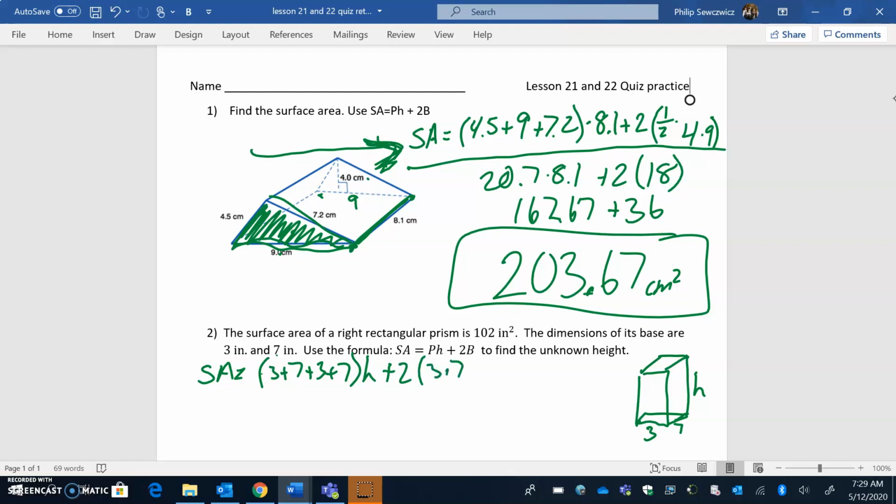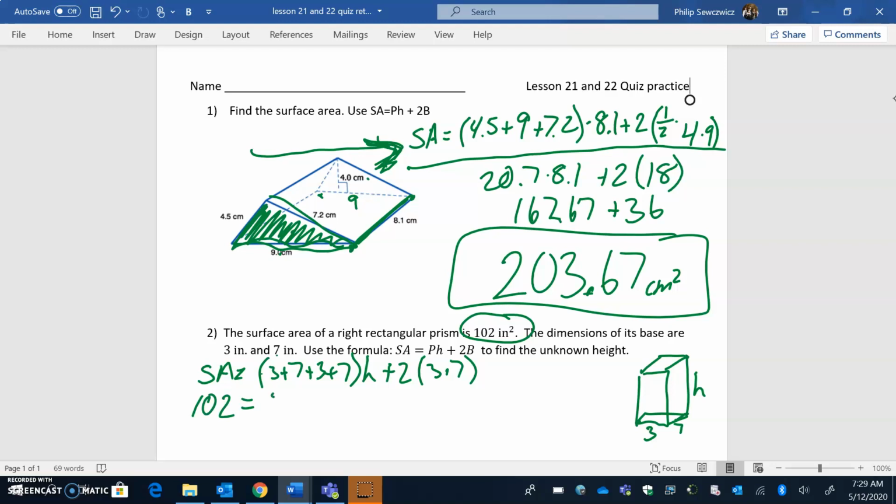Again, big fan of filling in all the information and then cleaning things up. And you're seeing the value of our equations here. Now, the one thing I did not fill in is we actually know what the surface area is. The surface area is 102. So I'm going to fill that in. All right, and I'm ready to solve my equation now.